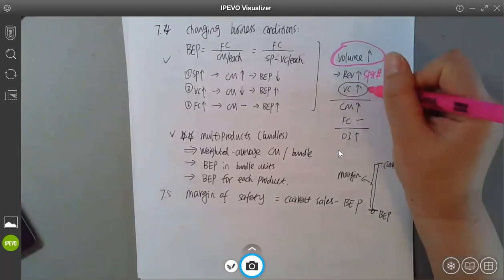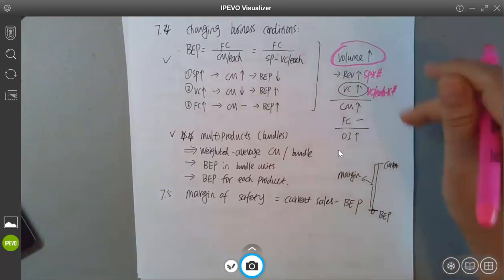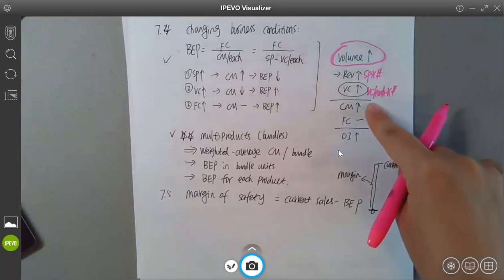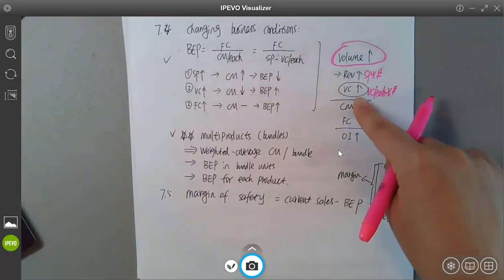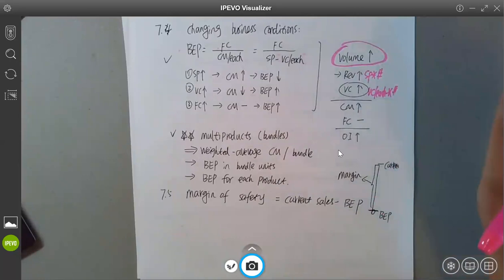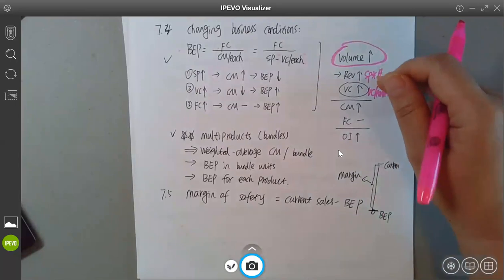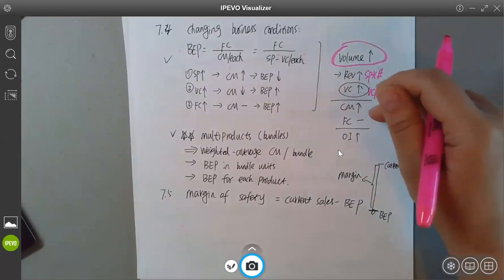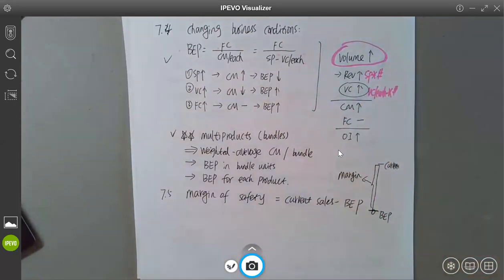But variable cost will also increase. Variable cost will also increase because total variable cost is variable cost for each, which is constant, times your total units, and your total units increase. So your total variable cost will increase. Some students make the mistake of just remembering that revenue increases, but total variable cost will also increase. Revenue increases, variable cost increases, contribution margin will increase. So if the fixed cost is constant, then your operating income can increase.